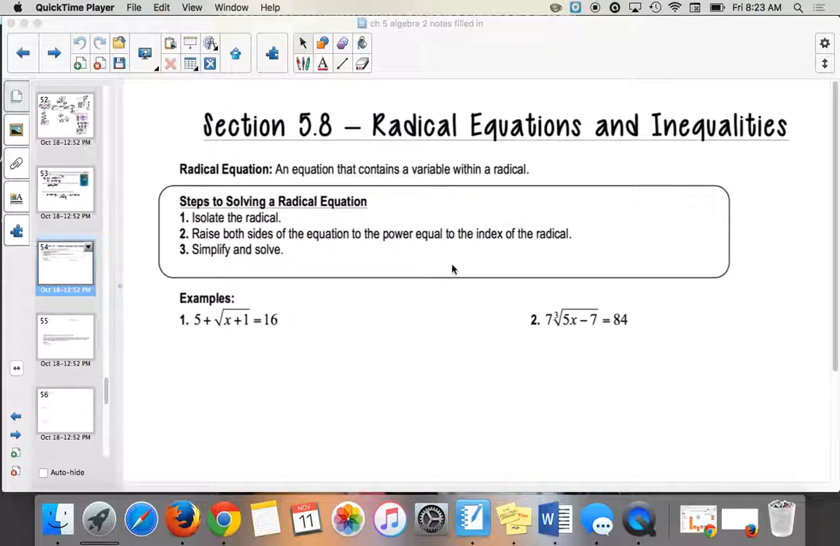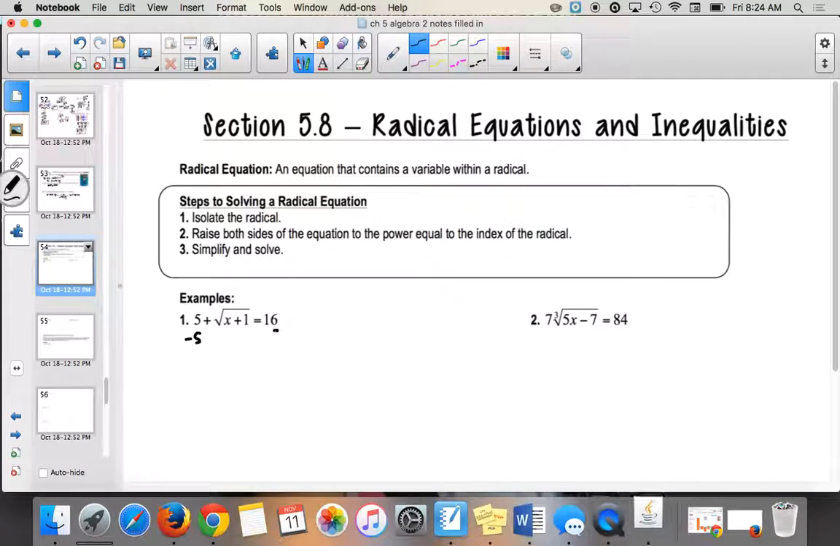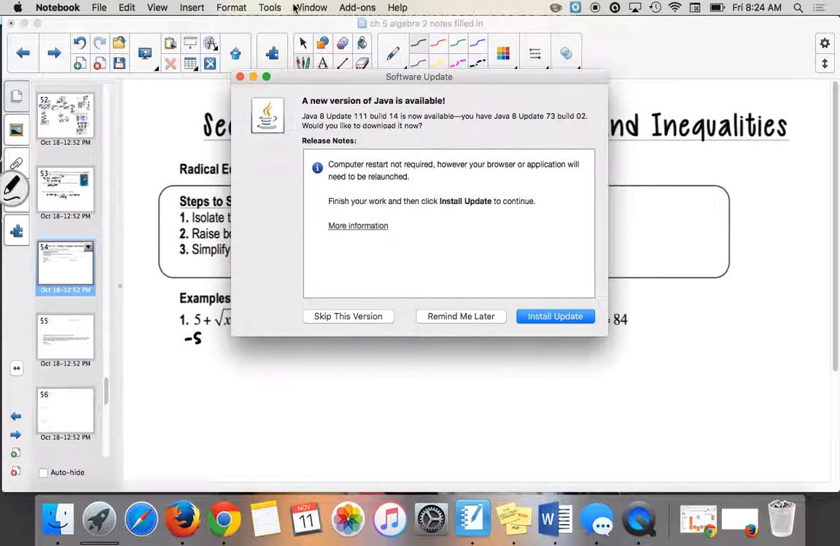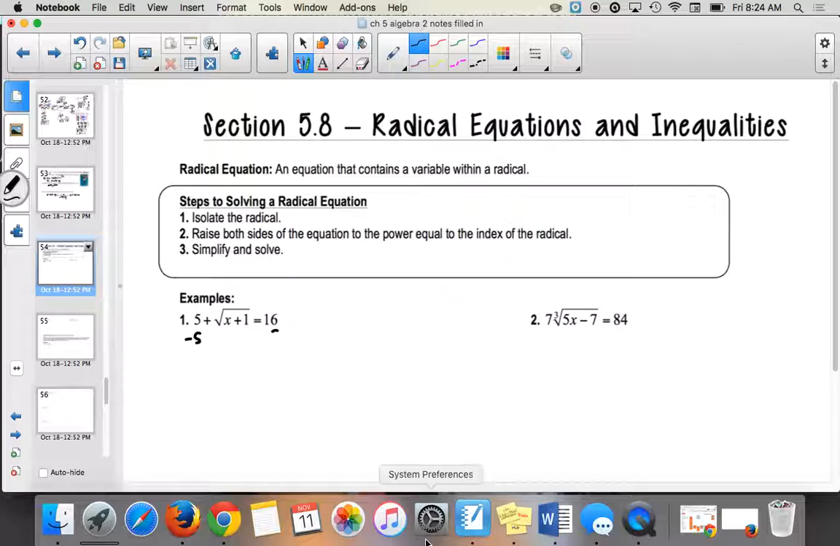So the first one, I have 5 plus the square root of x plus 1 equals 16. So I want to isolate the square root part. So I'm going to subtract 5 from both sides. Meredith, you with me? So subtract 5, subtract 5. So I get the square root of x plus 1 equals 11.